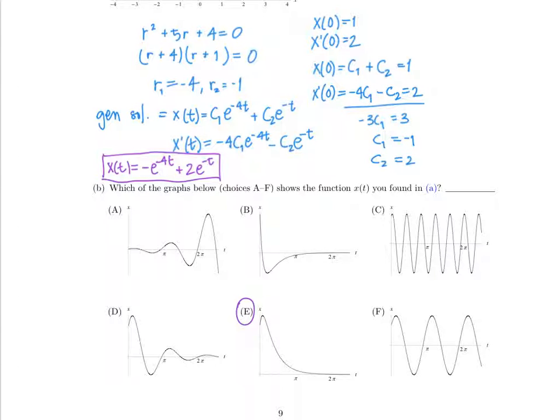Exponential decay, positive function value at t equals 0, positive slope at t equals 0. It has all of the characteristics of our particular function.